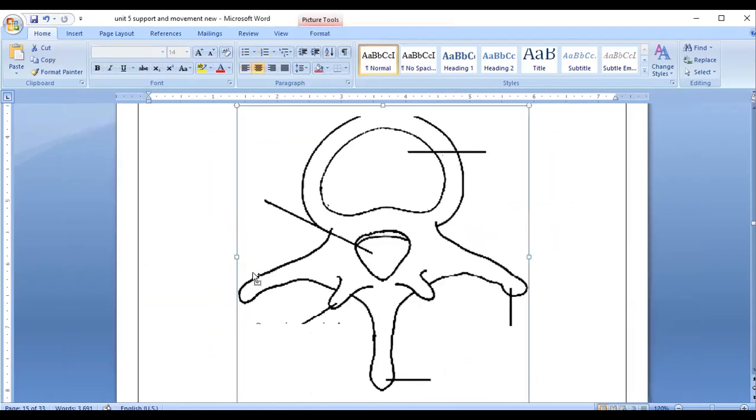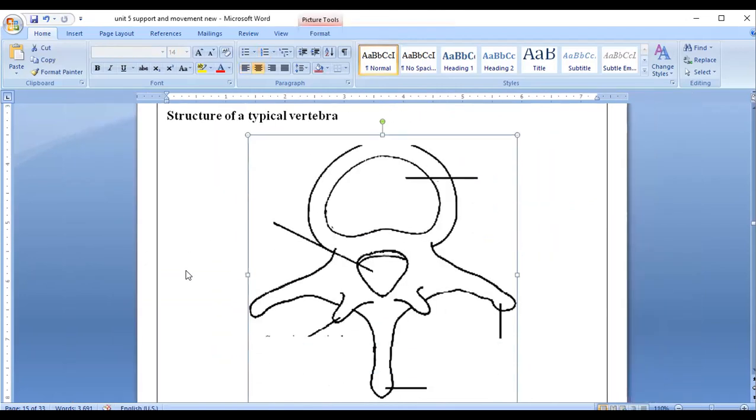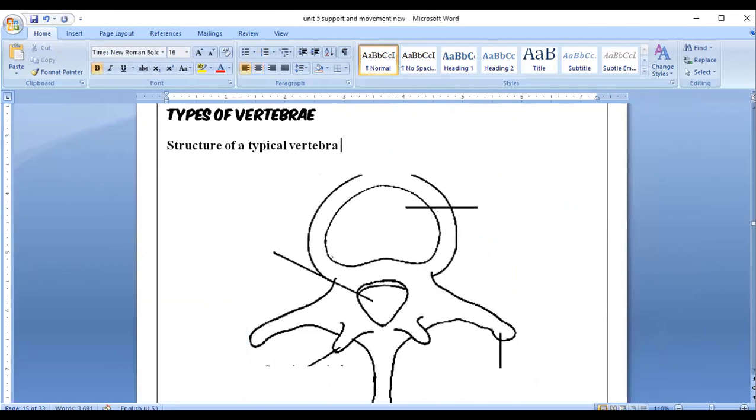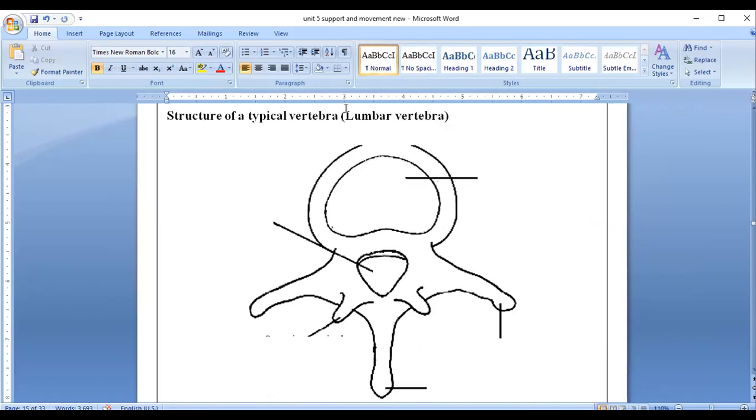Clear, sir. As a typical vertebra, we take the lumbar vertebra. Who is the typical vertebra? Lumbar vertebra. This is actually the picture of a lumbar vertebra. Do you have this picture in the resource book? Yes, sir. One by one, tell me, what is this? Body. We call it body. Some books write it as centrum, but our syllabus says body.